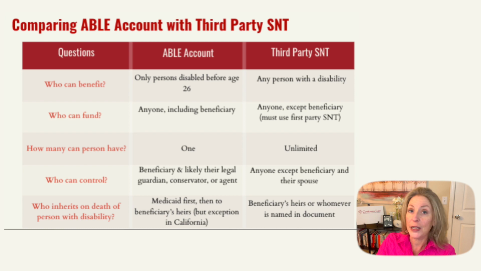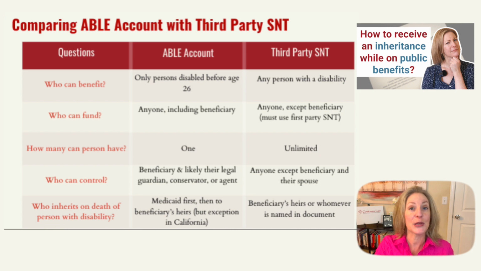All right, who can fund? We talked about that an ABLE account can be funded by anybody, including the beneficiary, but a third-party special needs trust can be funded by anybody but the beneficiary. All right, if the beneficiary has their own money, you need to set up a first-party special needs trust. And I actually did a video on first-party special needs trusts called How Can I Receive an Inheritance While on Public Benefits?